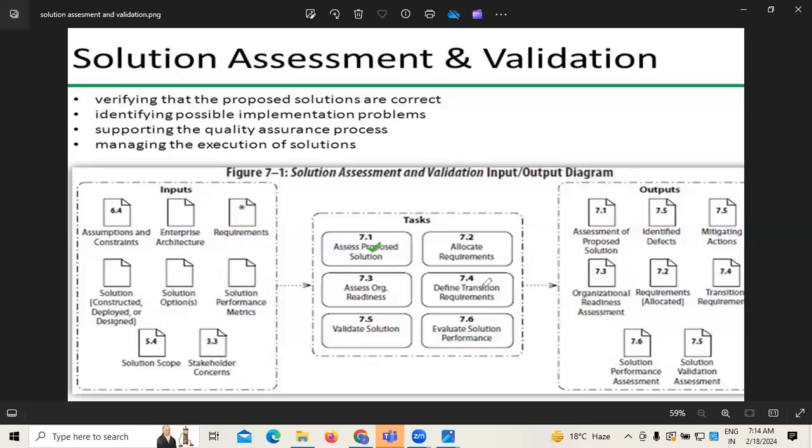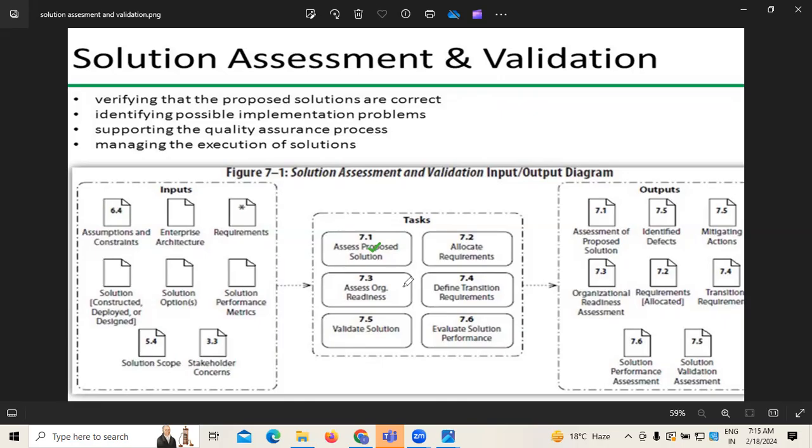Next, we need to validate the solution. Whatever solution we are going to develop has to be validated. We have to validate the solution to the extent possible. What solution we have given, to what extent is it right? This is something which we have to validate. That's where validation of the solution comes into existence.